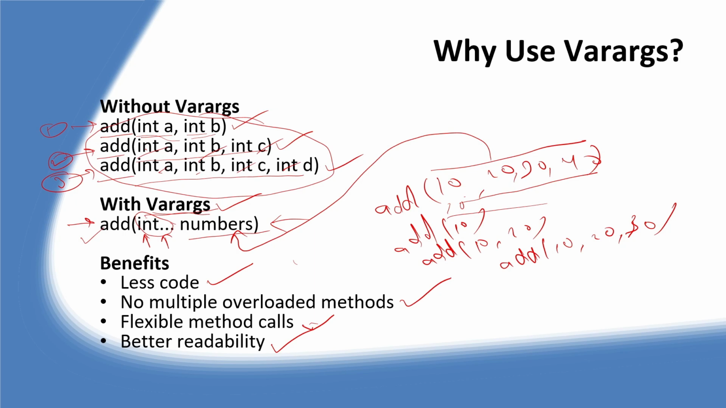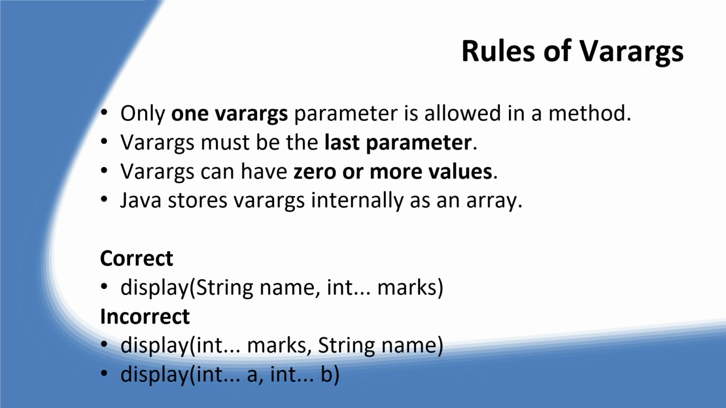Now let's look at the rules of variable arguments. What are the rules? There are a few important rules. A method can have only one Varargs parameter. Only one variable argument parameter is allowed in a method. Focus on this: only one Vararg, this int three dots. Only one variable argument parameter is allowed in the method, and it must always be the last parameter.